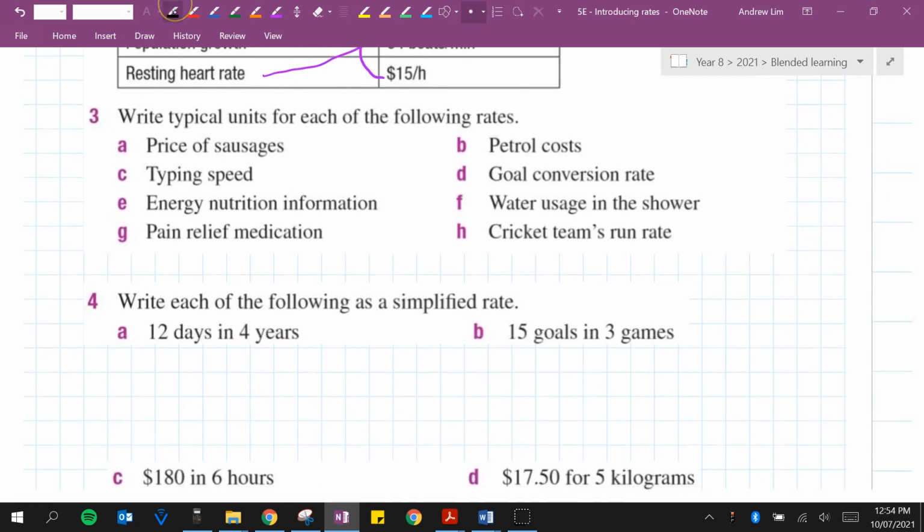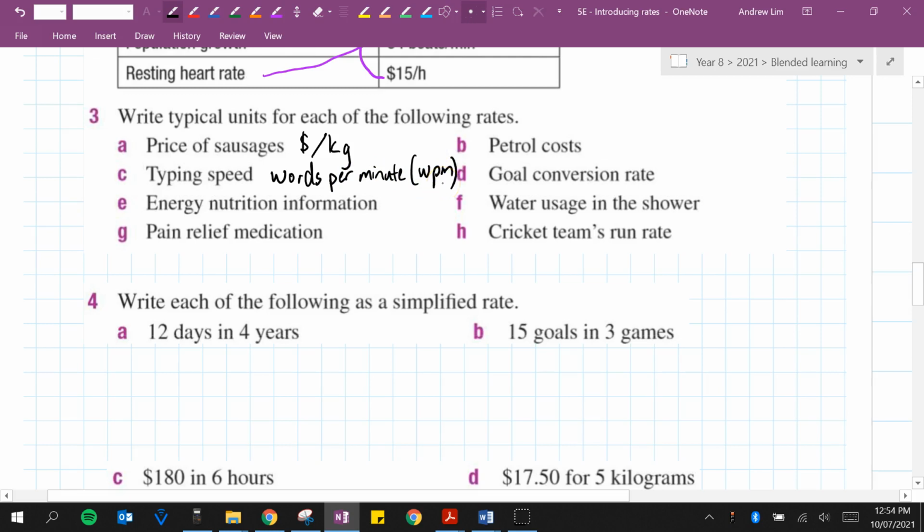Question 3. Write typical units for each of the following rates. Have a go with this on yourselves, and once you've finished, check the answers. Okay, price of sausages, probably dollars per kilogram. Typing speed is usually words per minute, also known as WPM.